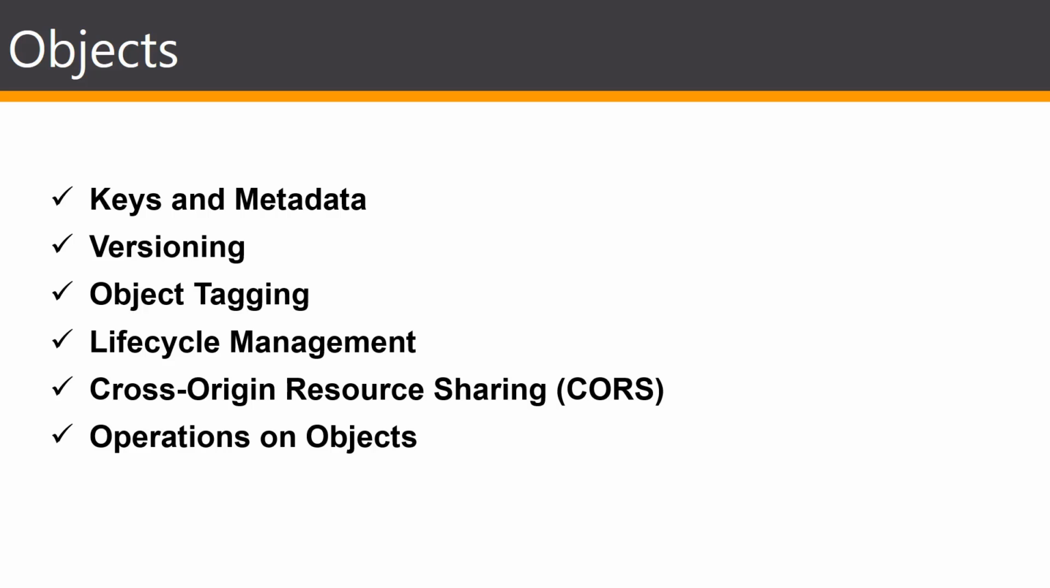Now, cross-origin resource sharing, or CORS, defines a way for client web applications that are loaded in one domain to interact with resources in a different domain. With CORS support, you can build rich client-side web applications with S3 and selectively allow cross-origin access to your S3 resources.